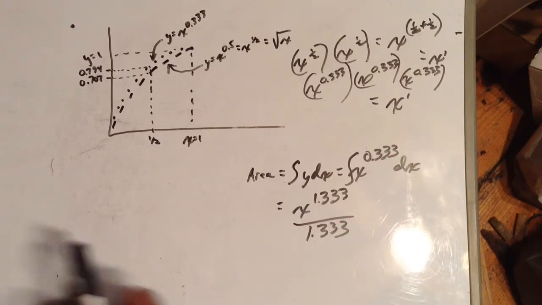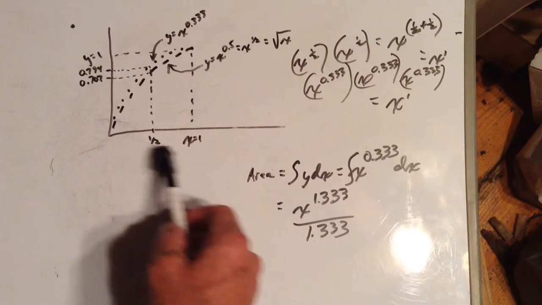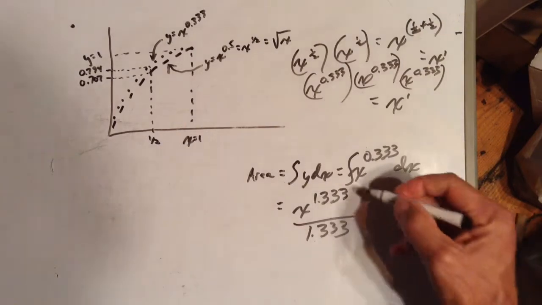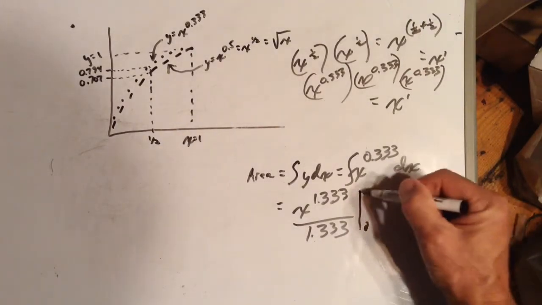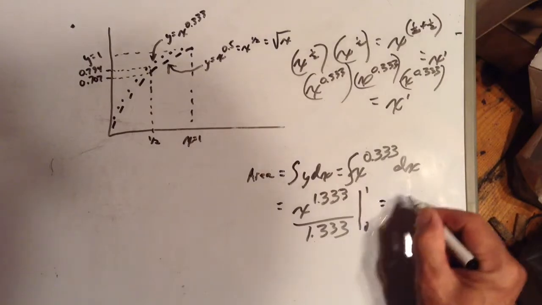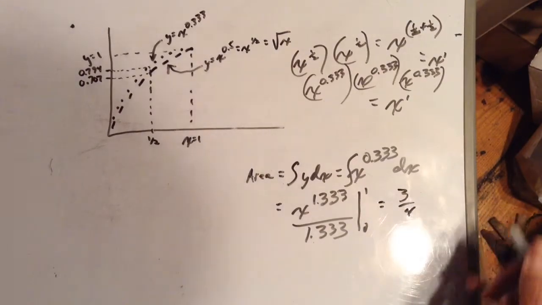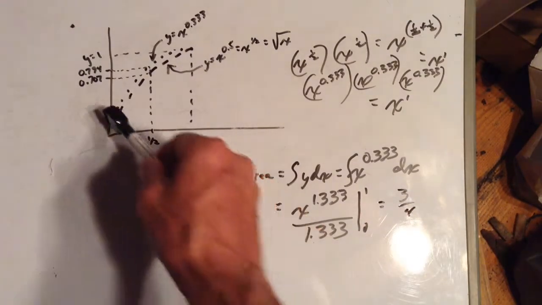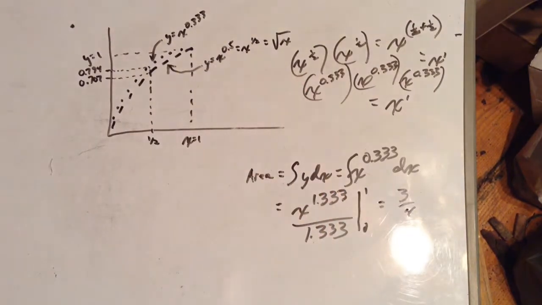If our limits of integration are from 0 to 1, we'll plug 1 in here. 1 times the cube root of 1 is 1, divided by 1 1/3 equals 3/3 over 4/3, minus 0 plugged into there. In other words, our answer is 3/4. That's the area under this curve between 0 and 1.